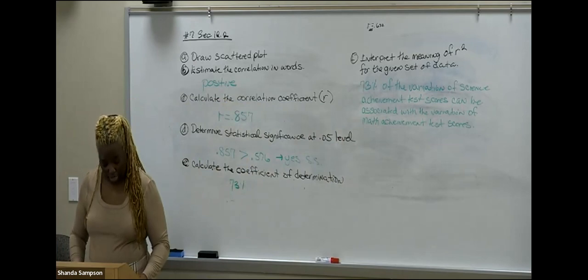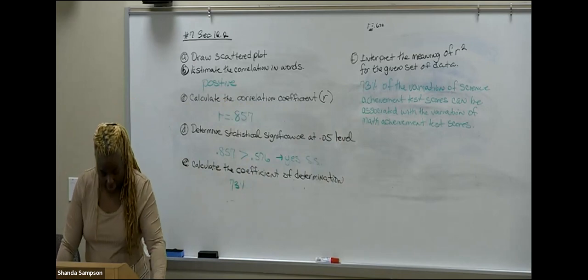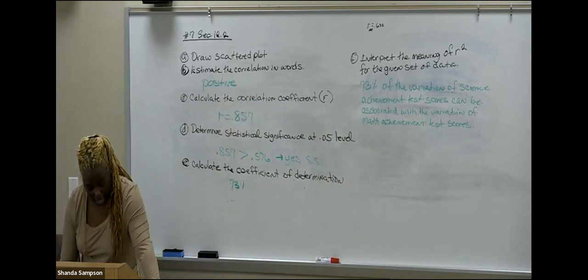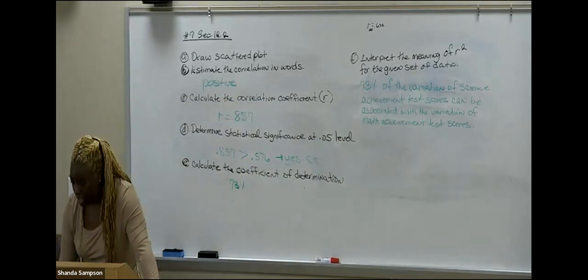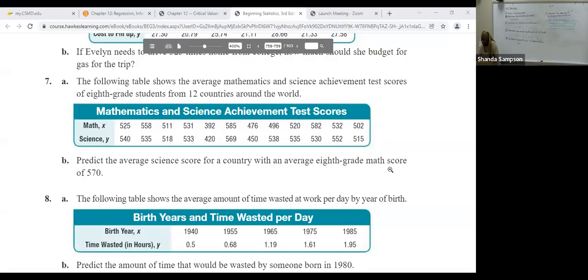So the next ones we're going to get out of the textbook. So in the textbook, number 7, now they have questions, all right? They have actual questions. So let's go back and share that. And so let's see what the actual questions were for the problem, all right? So they gave you the table, the following table, blah, blah, blah, all right? And then B, predict the average science score for a country with an average 8th grade math score of 570.